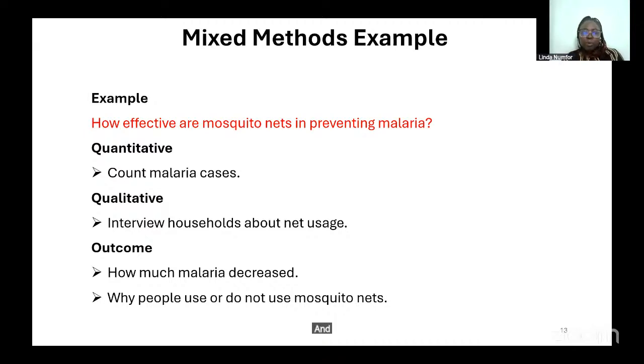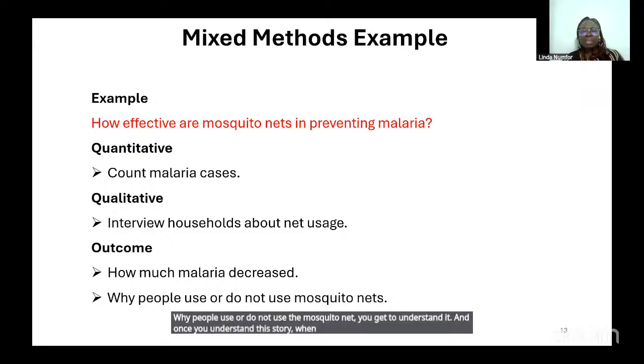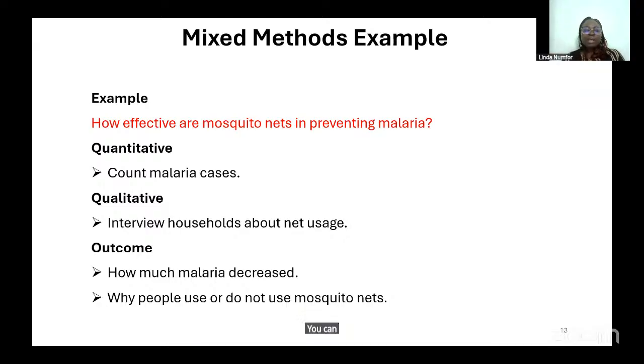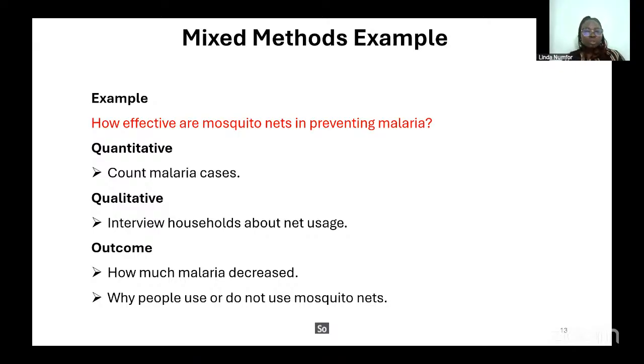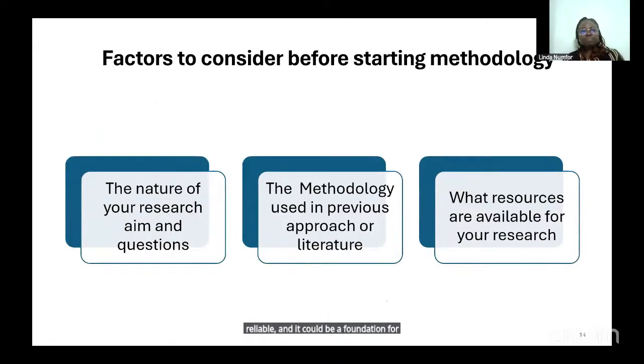And why people use or do not use the mosquito net, you get to understand it. And once you understand this, when you do a mixed study, it can be a very good base for you to do another research. You can then go further and say, okay, let's go back to this house. We educate them on the importance of mosquito nets or how to use mosquito nets effectively. And maybe you get to explain to them that it is only in your mind when you say it increases heat when you use mosquito nets. So it makes your study much more reliable and it could be a foundation for further studies.